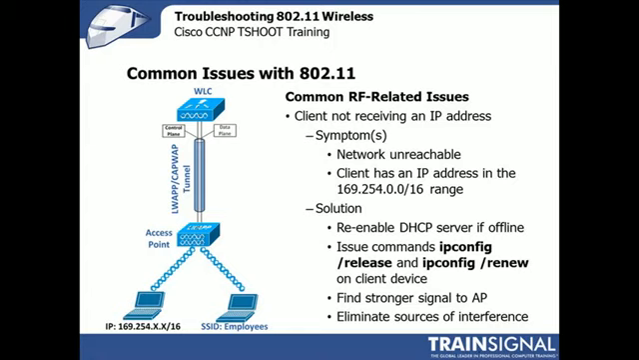Another thing you can do from the client perspective is issue the commands ipconfig /release and ipconfig /renew from a Windows command prompt. Frequently, whenever I've had this issue, I've done a release and renew, and at least half the time it's solved the problem. Sometimes it's required more than once, but basically the DHCP is not being supplied. You might need to find a stronger signal to an access point because this can happen when your signal isn't particularly strong, or you might have to eliminate sources of interference that are keeping the client from being able to get a decent connection.